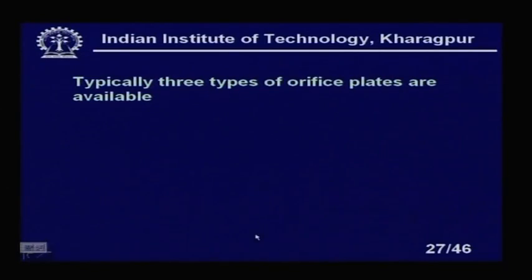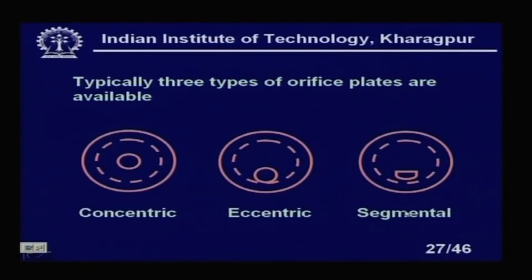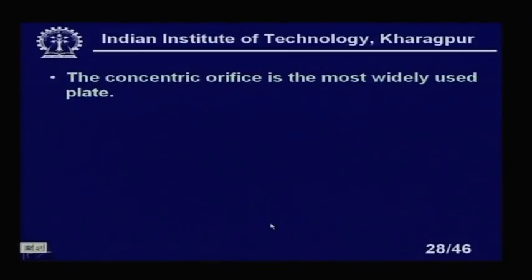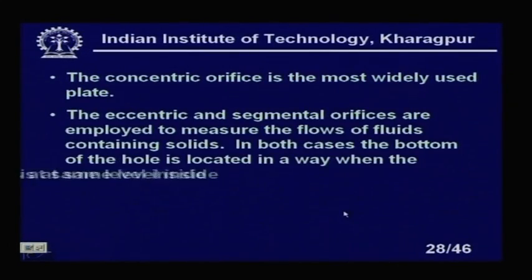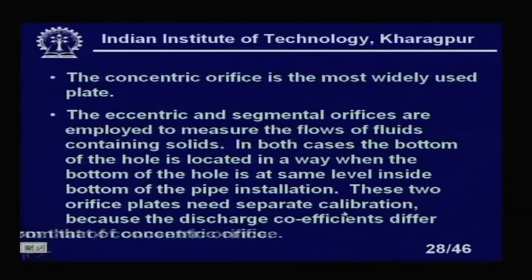Let us go back again. These are the 3 different types of orifice: the concentric orifice, eccentric orifice, and segmental orifice. All have different applications. That is the reason we have plotted it like this. The concentric orifice is the most widely used. The eccentric and the segmental orifices are employed to measure the flow of fluids containing solids.